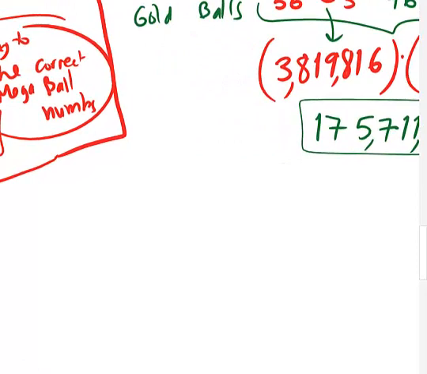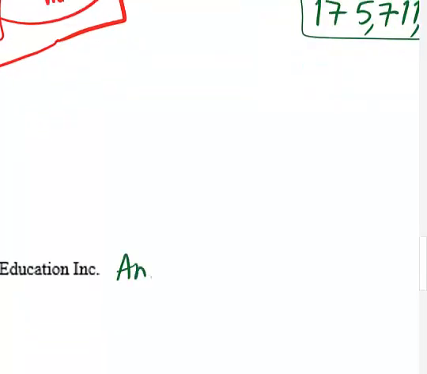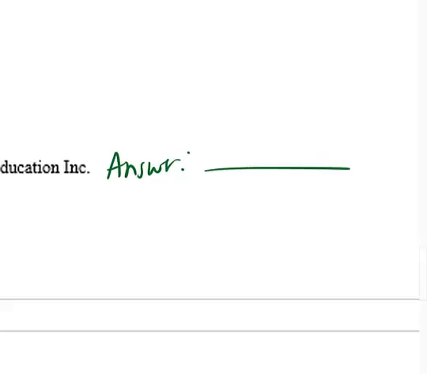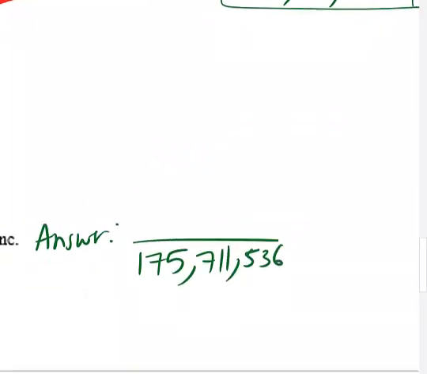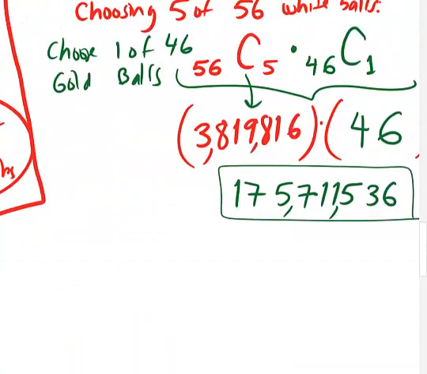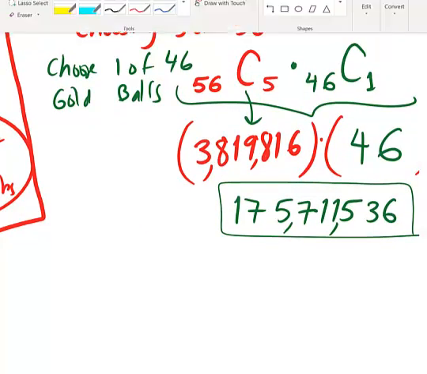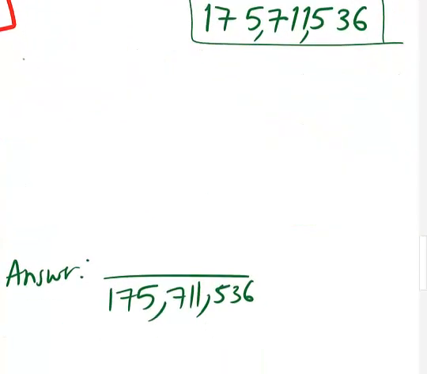But remember, this is a probability, so I know that my answer should be something over that, because that was what we calculated to be the denominator. What was it? Dang it, I lost it. It was 175,711,536. Holy moly. All right, that was the denominator. Now I want to calculate the numerator.